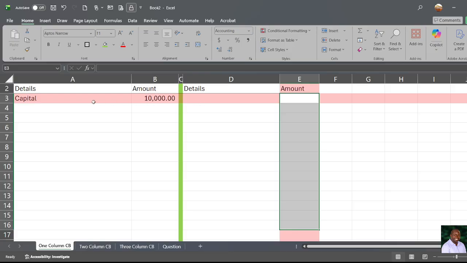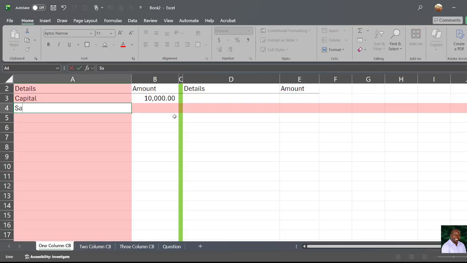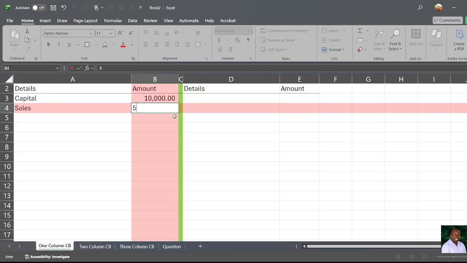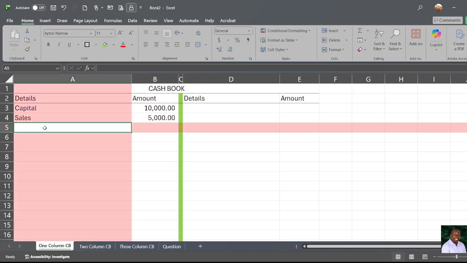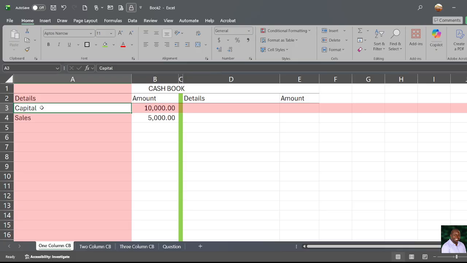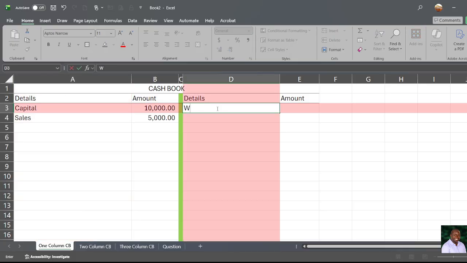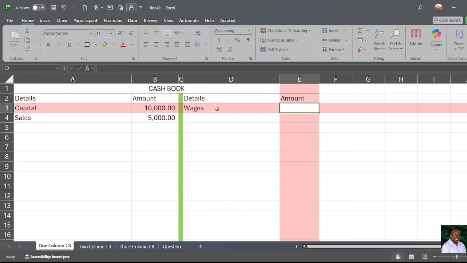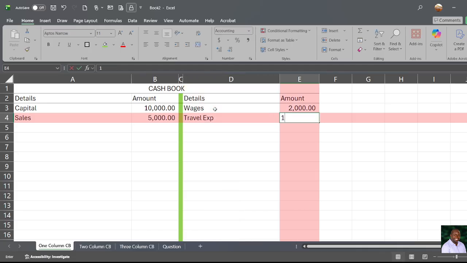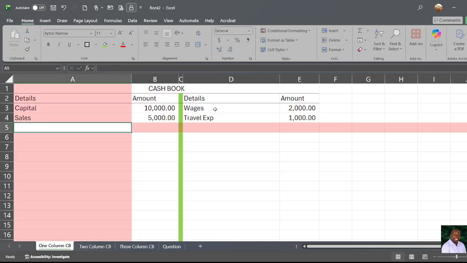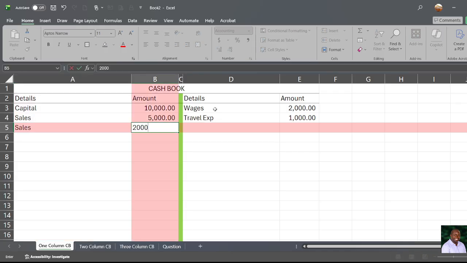Then our normal entry, assuming he made some sales in cash, he got some 5,000, that's what we'll be doing there. And of course, the double entry goes on the sales account. This one, the double entry goes from the capital. Assuming he paid wages by cash around 2,000, then he even paid some travel expense by cash around 1,000. Assuming he did another sale of around another 2,000.